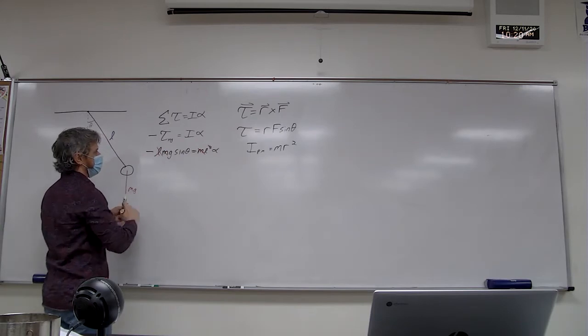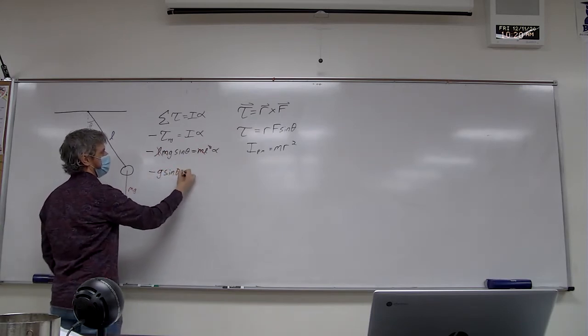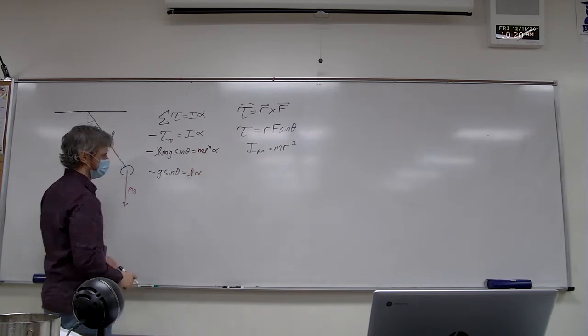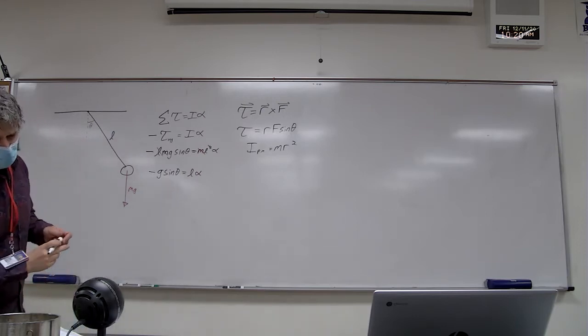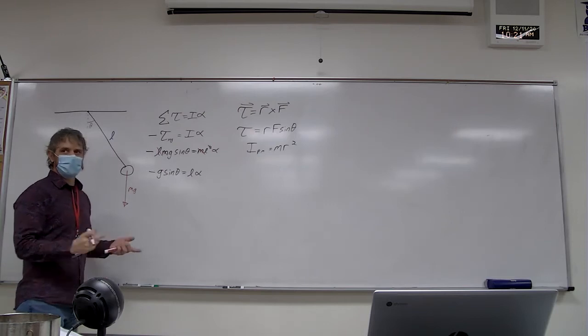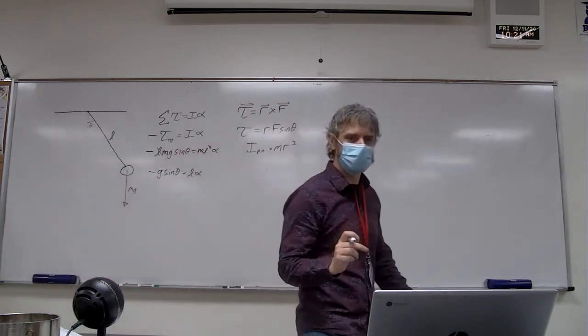So I get negative g sine theta equals L times alpha. I'm not messing up again, am I? No, remember the sign. So how do we deal with the sign? Because remember our general equation.